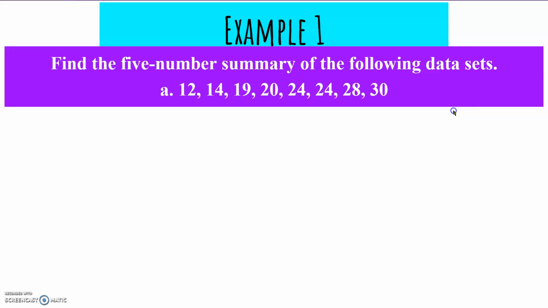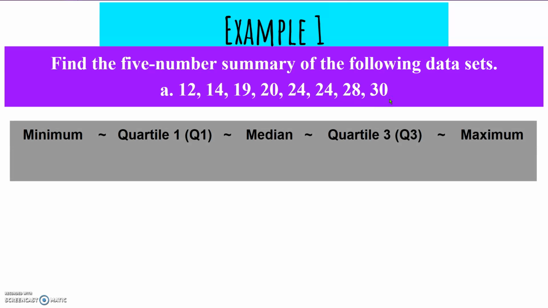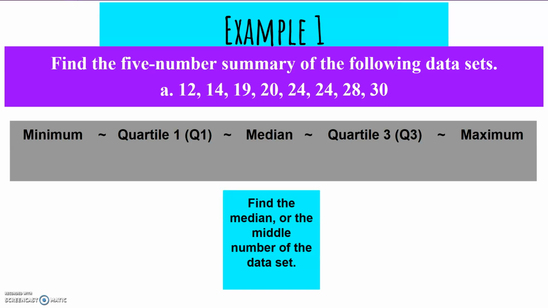So let's find the 5-number summary of this data set. We've got 12, 14, 19, 20, 24, 24, 28, and 30. Let's find each of these. We'll start with the median, which is the number in the middle. Now, we have 2 medians, which means that we need to find the median of our medians. We'll add 20 and 24, get 44, divide that by 2 to get 22. Remember that when you have 2 numbers that both can qualify as a median, you find the mean of those 2 median numbers to find your true median. All right, we've got our median.